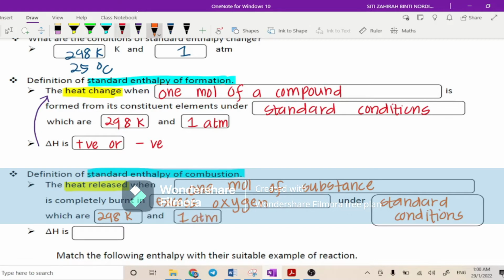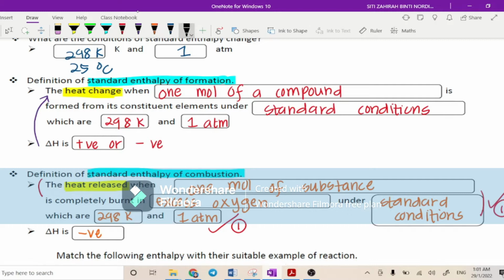For this kind of definition, you should be able to get 2 marks. First, when you are defining the standard enthalpy of combustion up until here, and then when you state what the conditions are, that would give you 1 mark in your PSPM. So I've already highlighted the word heat release. So for the standard enthalpy of combustion, the delta H is negative, because heat is released, so the temperature drops, so delta H would be negative.